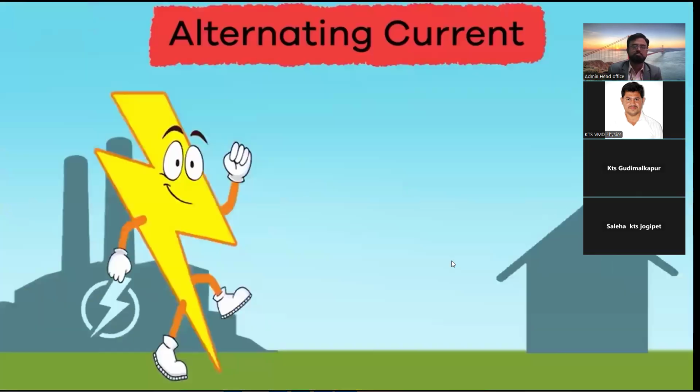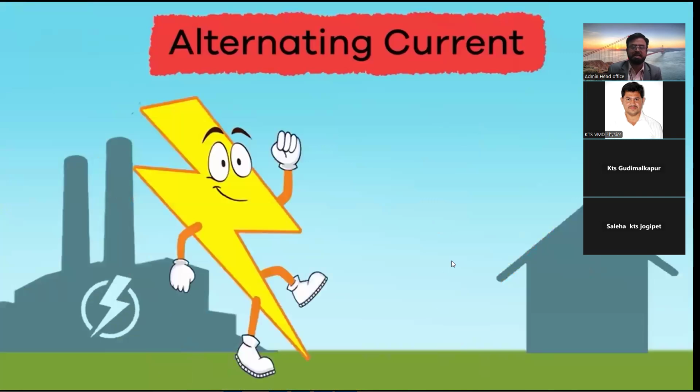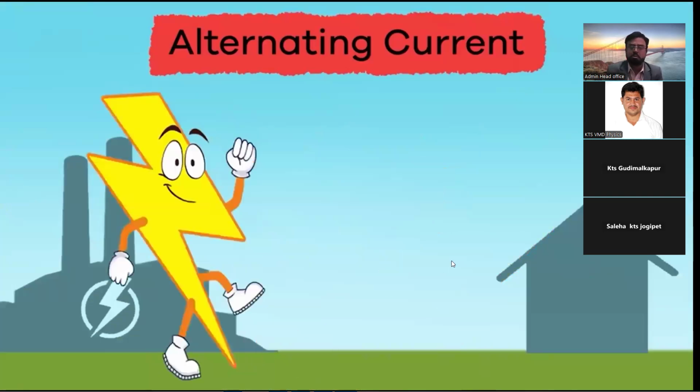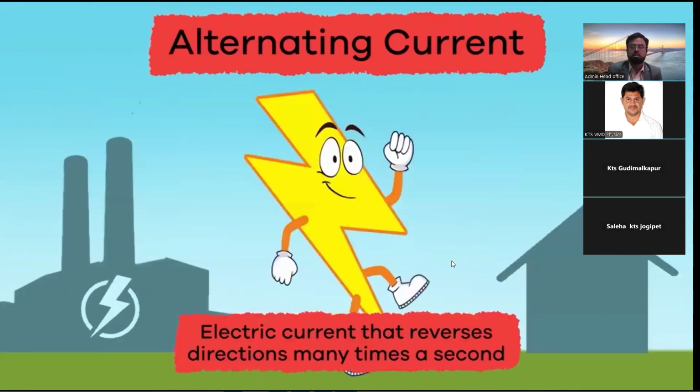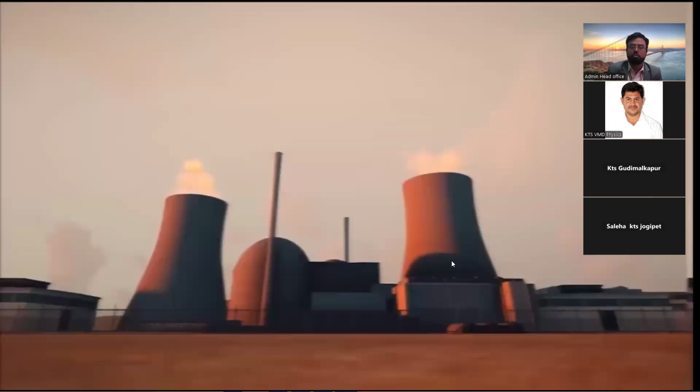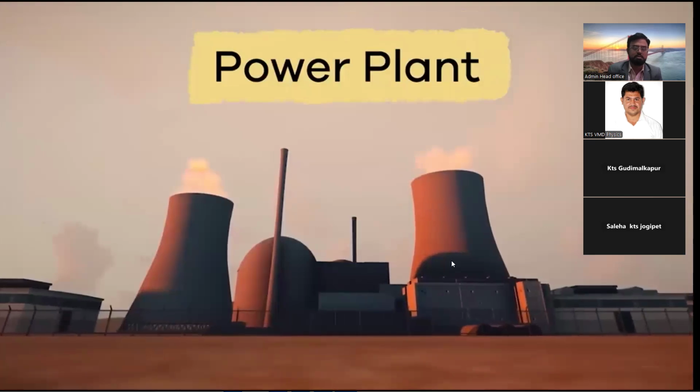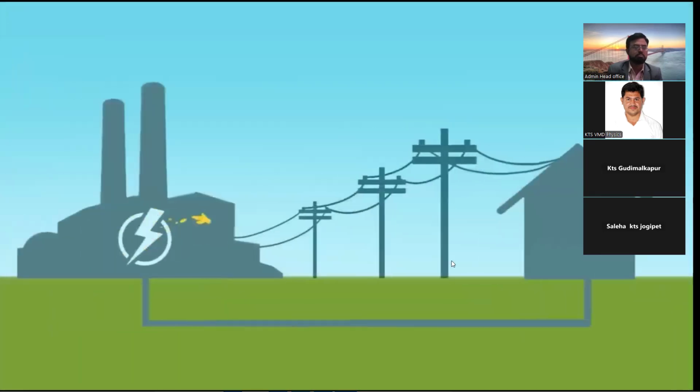Now, let's learn about alternating current. Alternating current is an electric current that reverses directions many times a second. It is the kind of power we use at home, and it comes from power plants. The electricity travels through the power lines that you see along roadways and open fields.